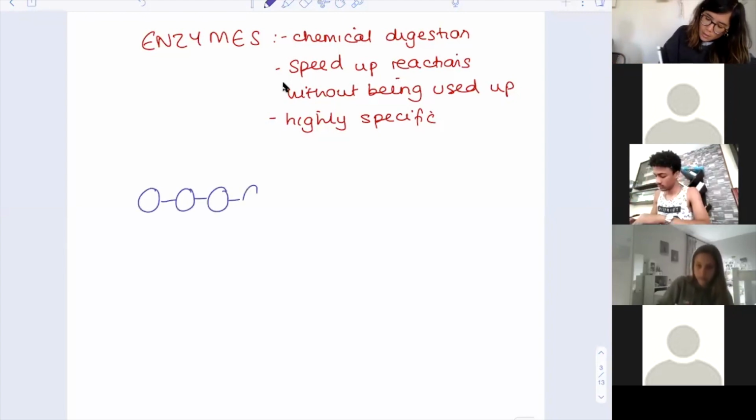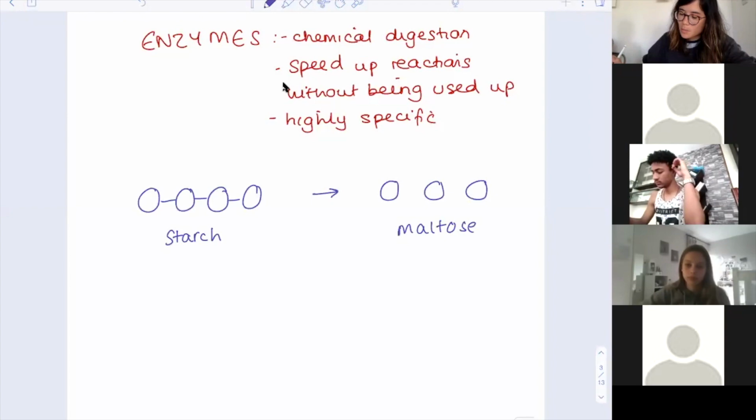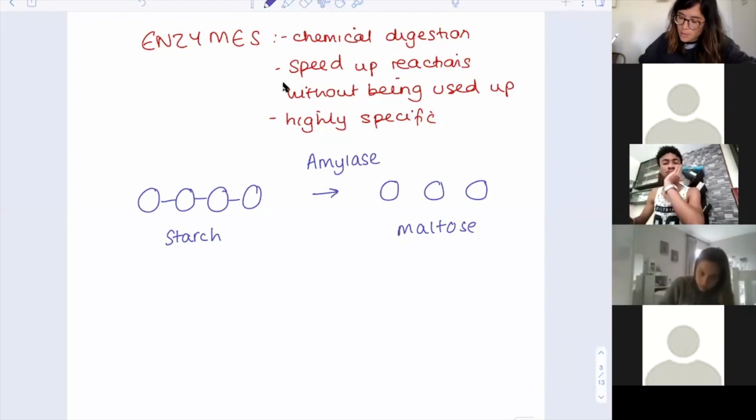So let's have a look at some examples of enzymes. Here we have our starch molecule. It's a large insoluble molecule. And I've already told you that it gets broken down into a small soluble molecule known as maltose. However, we need to know which enzyme is responsible for this, and it's actually an enzyme called amylase. The enzyme amylase is very specific and it will only work on starch.